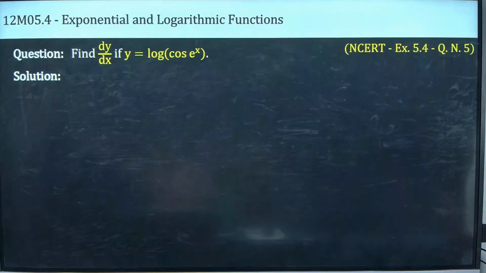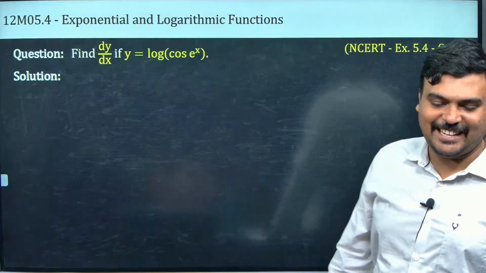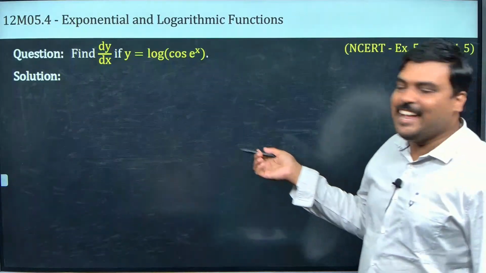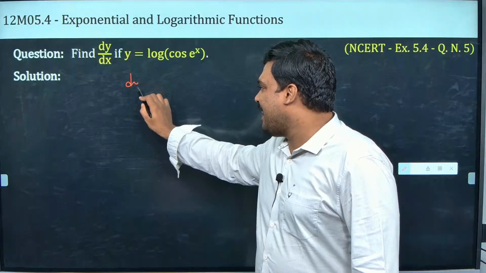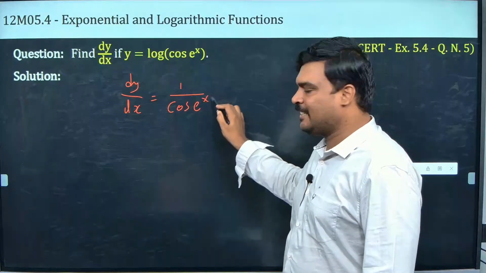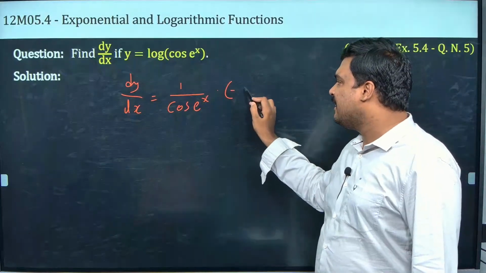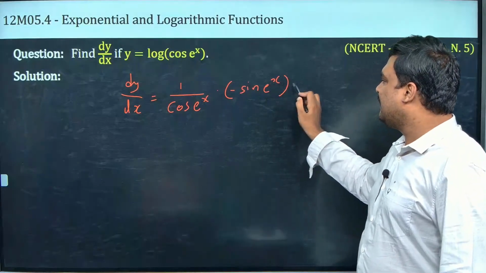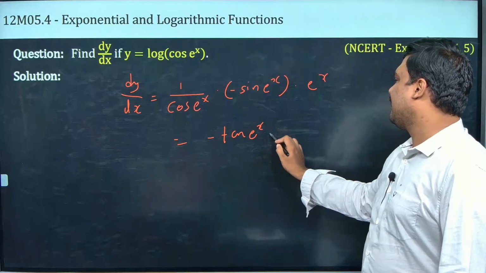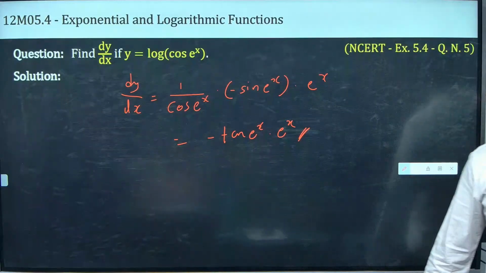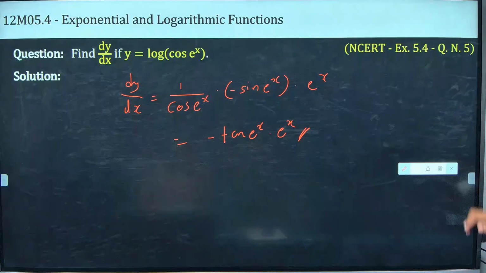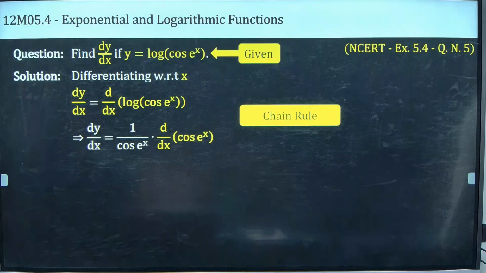I think Sai Akhilesh is feeling it is too small. dy by dx is equal to 1 by cos e power x. Cos e power x differentiation will become minus sin e power x dot e power x. So this will become minus tan e power x dot e power x. Whether you change it like this, Mr. Sai Akhilesh? Yes, sir. Then you got that extra mark also. Okay. Good.